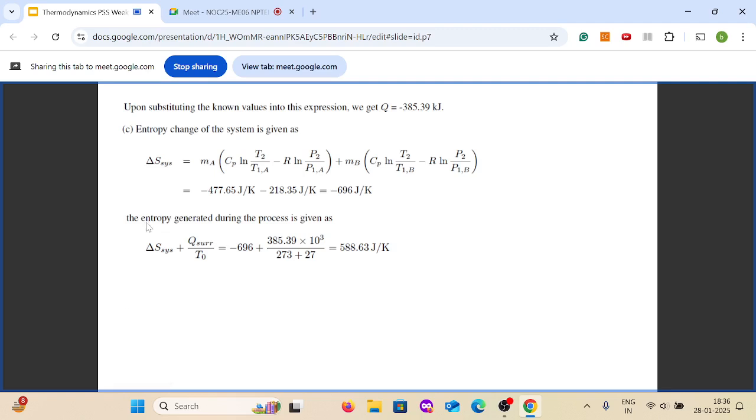Next is the entropy generated during the process. Entropy generated can be written as delta S equals entropy coming in and going out, plus Q surrounding by T naught, plus internal irreversibility, or the entropy generated. Rearranging this, you get the entropy change in the system plus Q surrounding by T naught, which equals the entropy generated. So that will be minus 696 for the entropy change of the process, plus Q surrounding, which we have already calculated as 385.39 into 10 power 3, divided by the temperature, which is 27 degrees Celsius or 300 Kelvin. This will come out to be 588.63 joule per Kelvin. We see the delta S is positive, so this process is possible and it is irreversible.